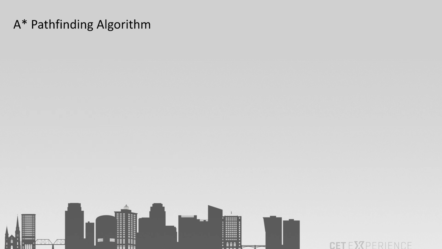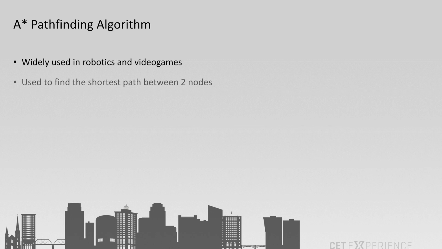The A-star algorithm. So I mentioned that this is foundational to our solution. The A-star algorithm is a node-based algorithm, and it can be substituted out for another node-based algorithm if you prefer another one, but this is the one that we've provided. It's widely used in robotics and video games as a pathfinding algorithm, and it's used to find the shortest path between two nodes. So like I said, it's a node-based algorithm.